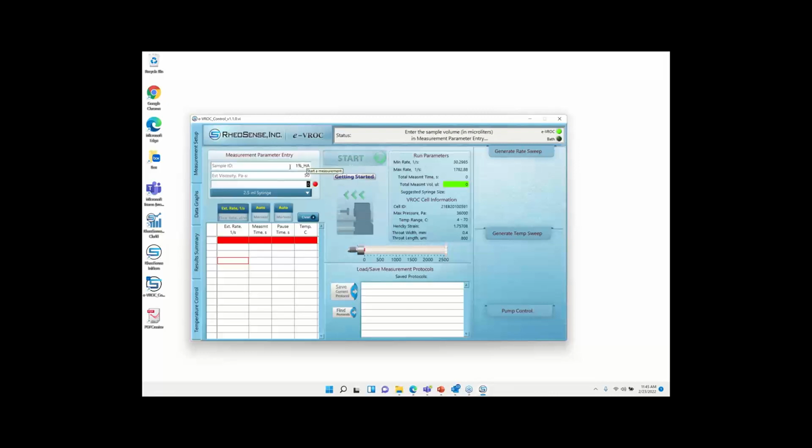I restarted the software, so it deleted some information I had. The one thing you want to do is introduce a sample ID. Estimating viscosity isn't so important because you kind of have to scope things out on your own. I'll talk about that a little more in a minute. Then you tell it what syringe volume you're using, because unlike the Initium, we have a variety of syringe volumes that you can use with the m-VROC or e-VROC beyond just 100 milliliters.